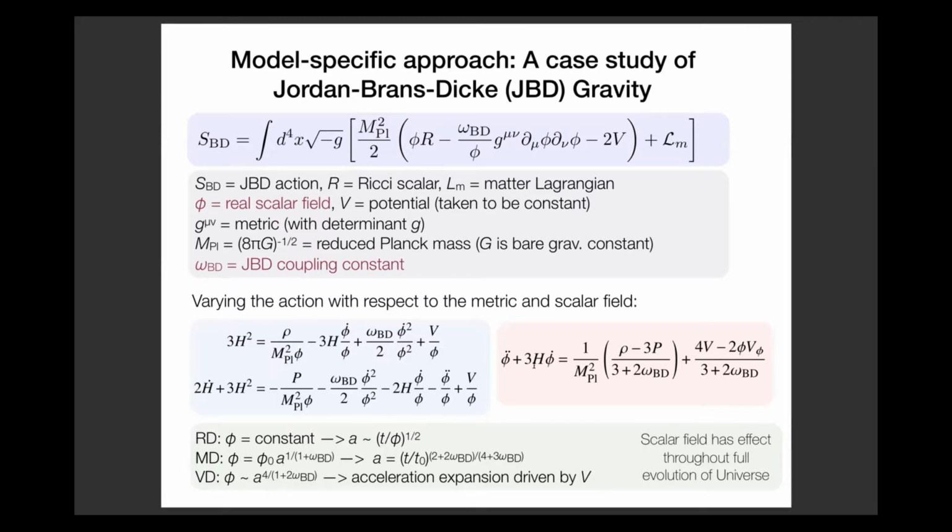From the equation of motion of the scalar field, you can derive how the scalar field behaves in the radiation-dominated epoch, in the matter-dominated epoch, and in the vacuum-dominated epoch. Again, I don't want to go into great detail here, just to say that the scalar field has an effect throughout the full evolution of the universe. So we're not introducing a new model that just gives us a specific behavior at late times, but this really is affecting all times.